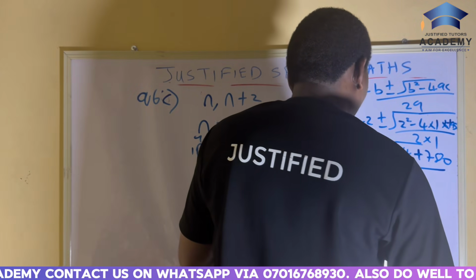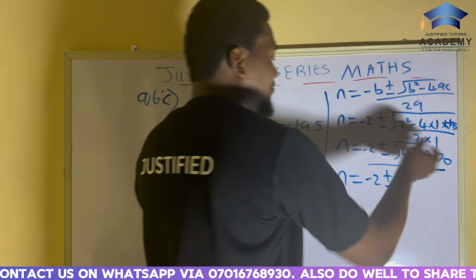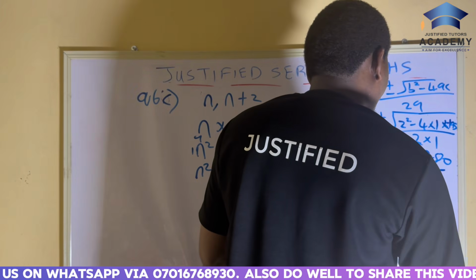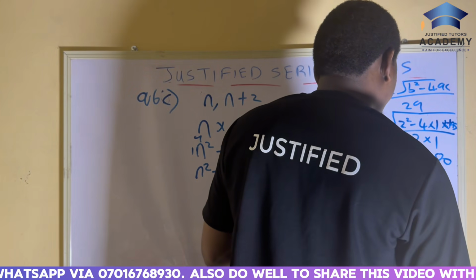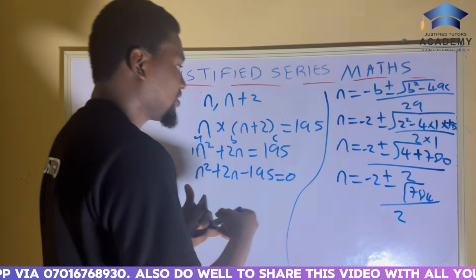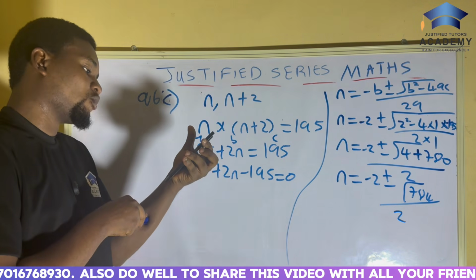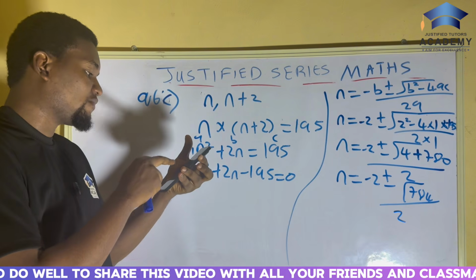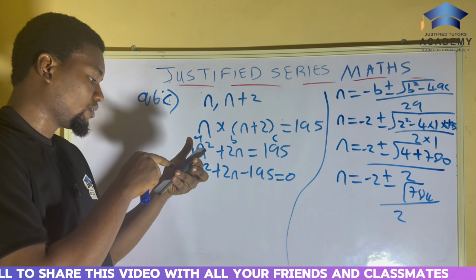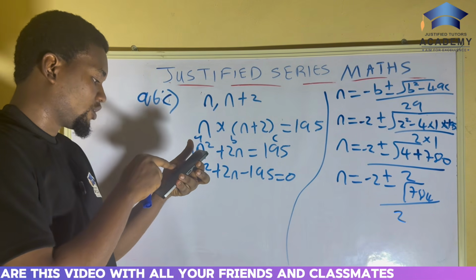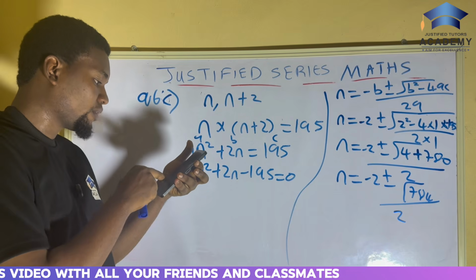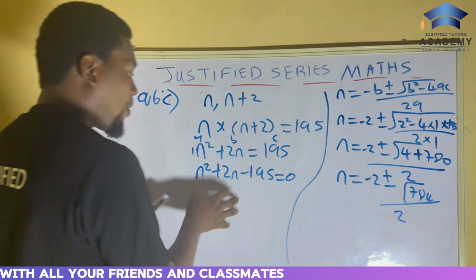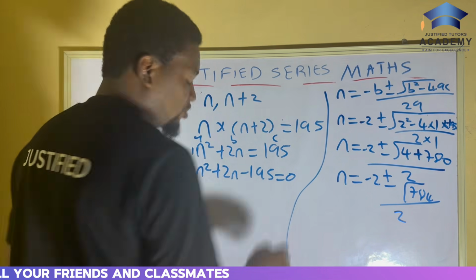So now, after that, our n becomes minus 2 plus or minus the square root of 4 plus 780, which gives us the square root of 784 over 2. Right? So now, what is the square root of 784? The square root of 784 is 28.